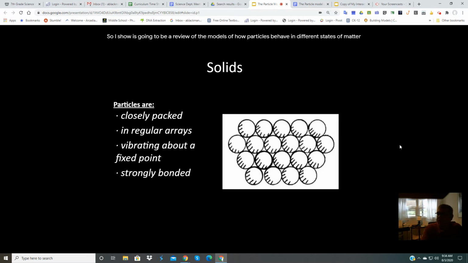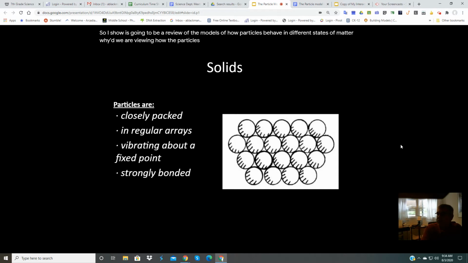In this slide, we are viewing how the particles of a solid are organized. Notice how the particles are all connected and are all tightly packed together. In this slide, the particles appear to be still. However, it is really important to note that particles are actually moving. They are just vibrating in place.